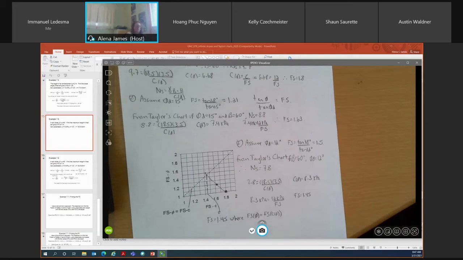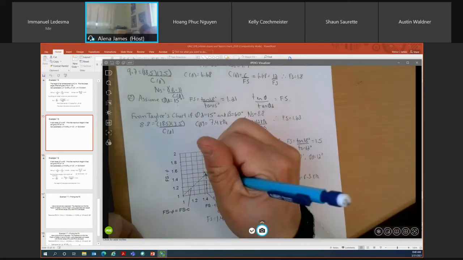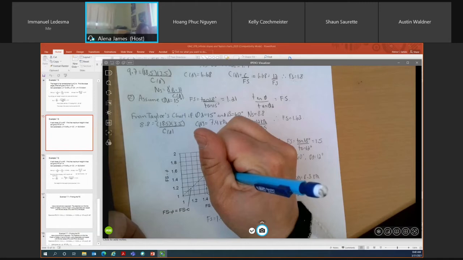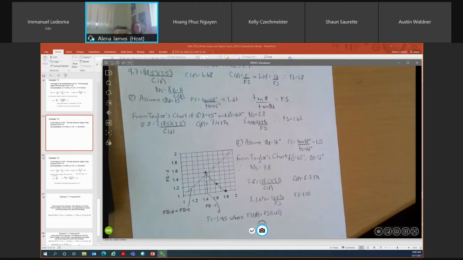So my next assumption, and again, I'm just assuming a value, I assumed a 5E value of 12. And I went through the same process to calculate factor of safety for both my friction angle and my cohesion. Going through the same process that we just worked through, I calculated my factor of safety for my friction angle to be 1.5 and my factor of safety for my cohesion to be 1.45. So that data point lies right there, just above my 1-to-1 line.